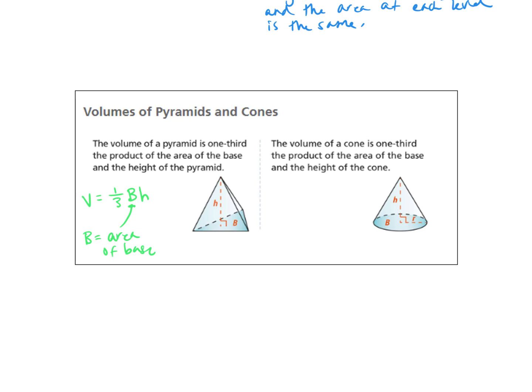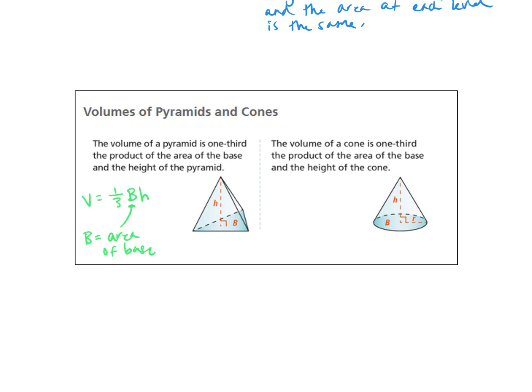All right, so how about a cone? The volume of a cone is 1/3 the product of the area of the base and the height of the cone. So what we notice is this volume sentence is the same as this. Cones and pyramids have the same volume formula. What they have in common is they both have one base. A pyramid has one base, a cone has one base, and they have one vertex that we come to at the top.